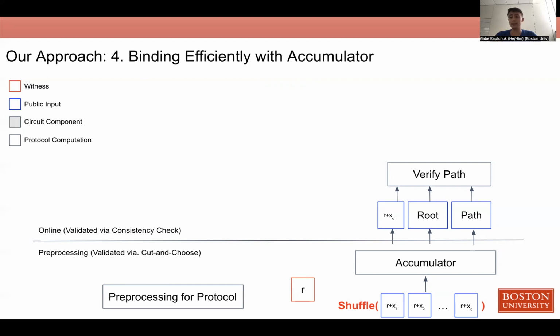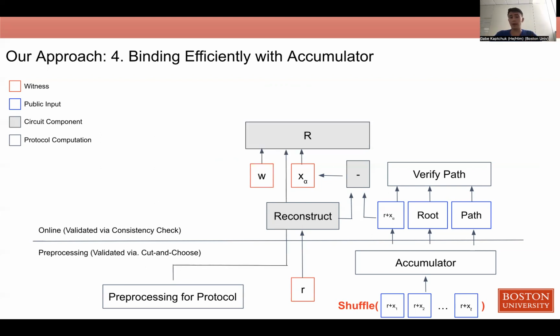Importantly, R plus X alpha is distributed independently of X alpha, and so it does not reveal anything about the value of alpha. In the actual emulated MPC, we'll take the public input R plus X alpha, as well as the secret mask R, and we'll use the mask to recover the actual value X alpha. We can then feed the secret value X alpha into the relation circuit and get the output 1. This is the high-level approach that we use, our template for making this work.